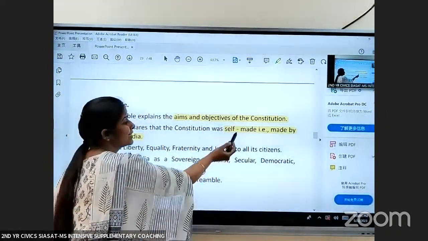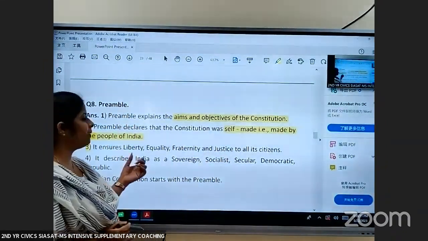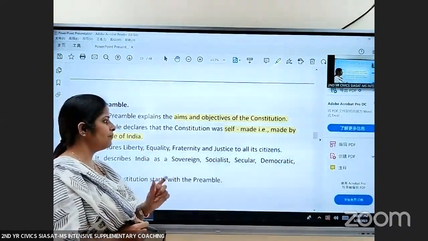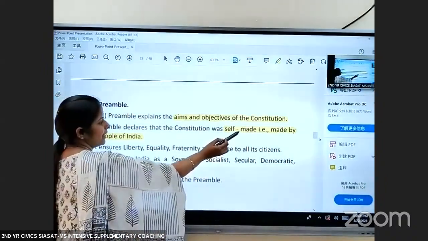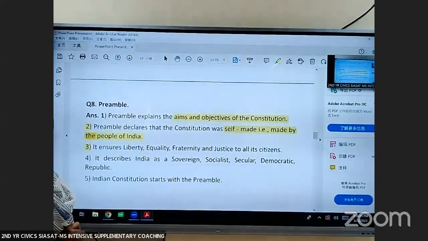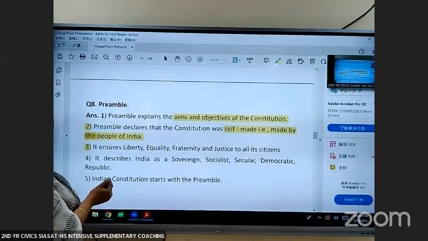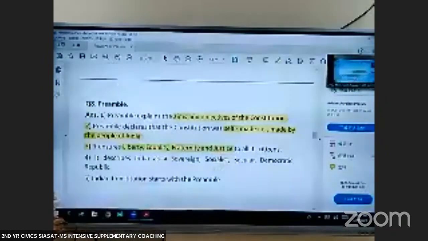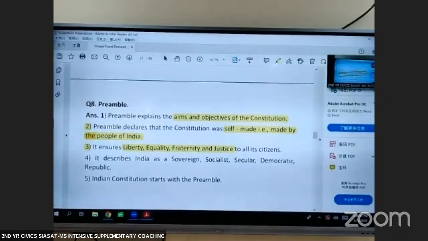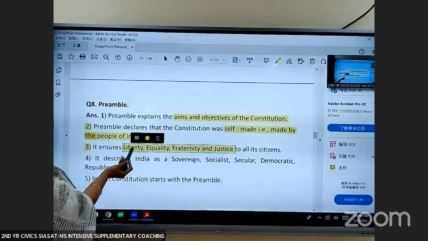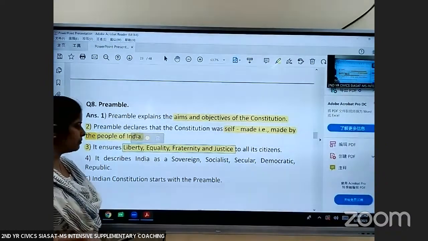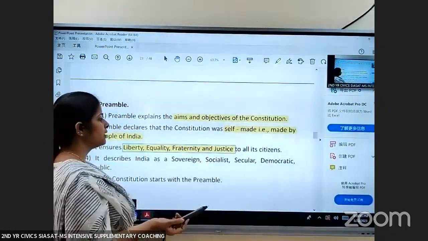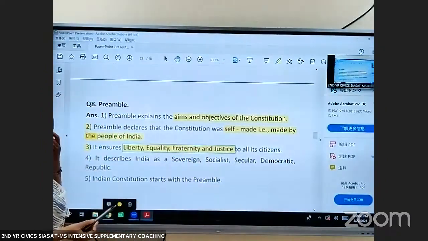So we say that it is self-made. When we say we, the people of India, it reflects that it is made by the people of India. Now, this preamble ensures liberty, equality, fraternity, and justice to all the citizens. All the citizens of India enjoy liberty, freedom, equality, that is, there is no discrimination, fraternity, there is brotherhood among the people, and justice, no person except for the violation of law shall be punished.